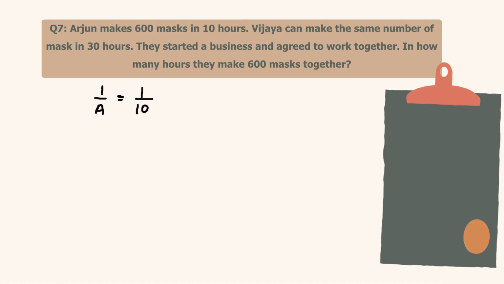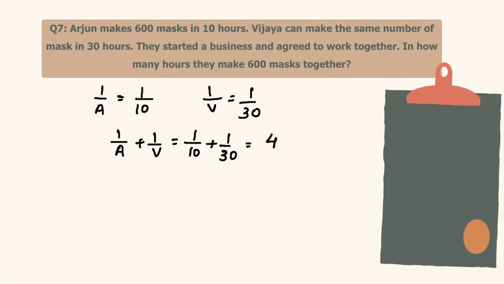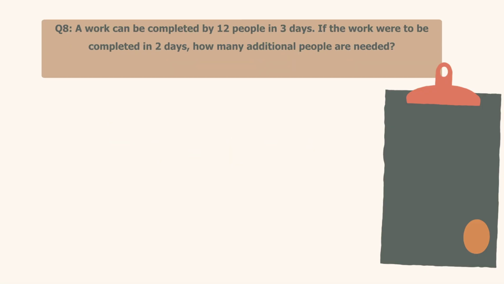So Arjun will do 1 by 10 work in an hour. Vijaya will do 1 by 30 work in an hour. So together means 1 by A plus 1 by B, very simple. 1 by 10 plus 1 by 30 will be 4 by 30, right? Okay, 4 by 30. That means 30 by 4. It should be, sorry, my bad.